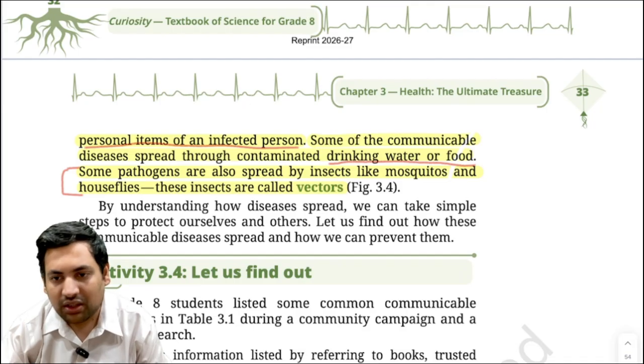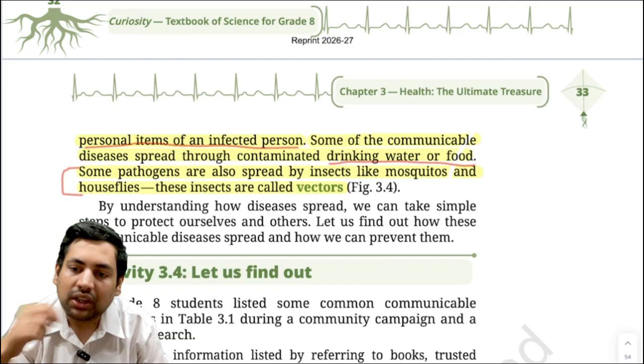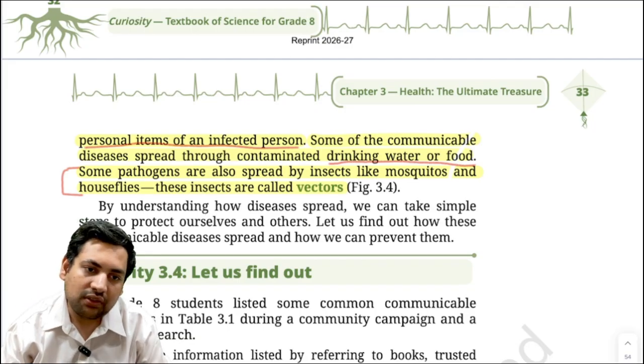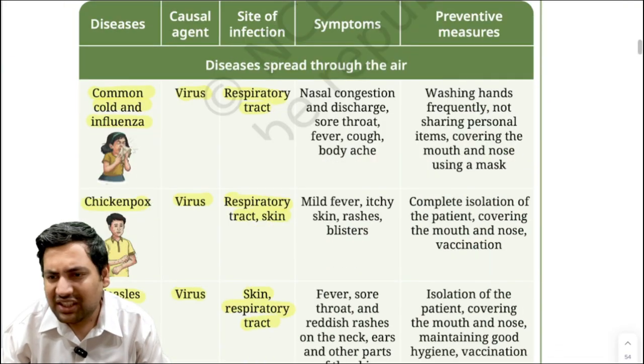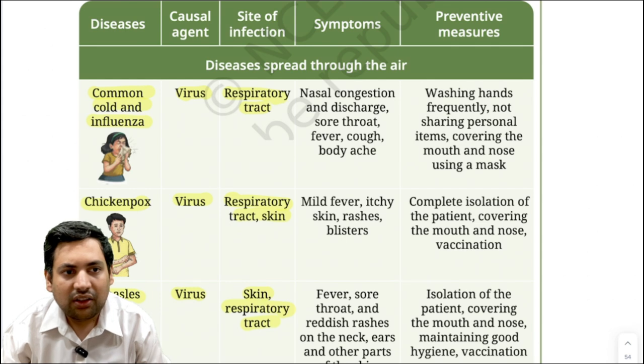Correct? The pathogen there is Plasmodium. So that is a different thing. The mosquito carries it. So the mosquito is not a pathogen. The mosquito is a vector. Then these are some diseases and how they are spread.